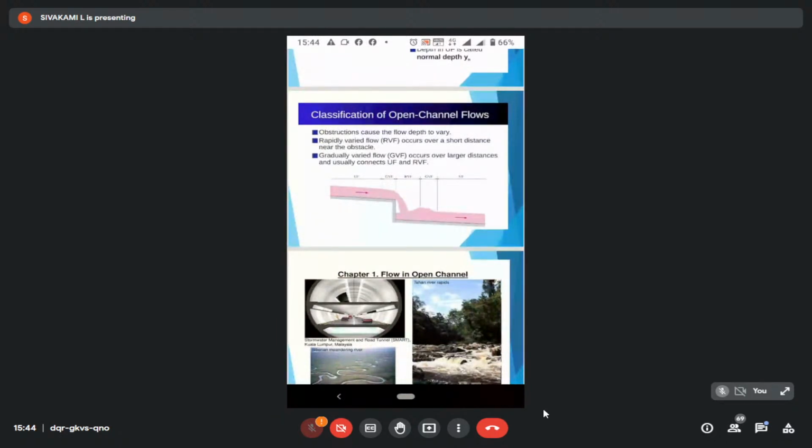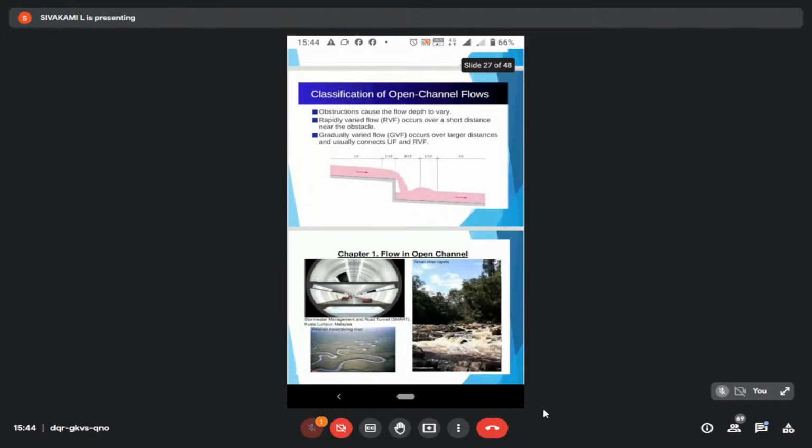Rapidly varied flow occurs over a short distance near the obstacles, but gradually varied flow occurs over a larger distance and usually connects UF and RVF. So if you look at the diagram, in between GVF, RVF and GVF, the flow pattern entirely varies. But after GVF, in place of UF, the flow pattern looks like laminar flow.